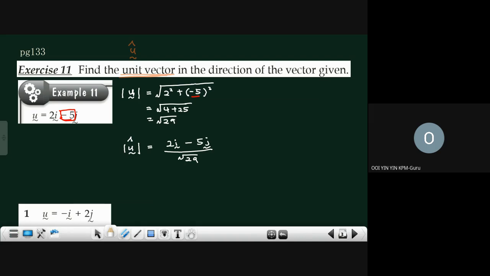Okay, -29. Then we can simplify a bit actually. Sometimes see now whether this number can be divided or not. 2 and square root 29, yeah, it would be a bit hard, right? Okay, so we can write over like this, 1 over 29, and then in bracket here, your 2i minus 5j. We just write like this. And then this will be the answer for your unit vector.